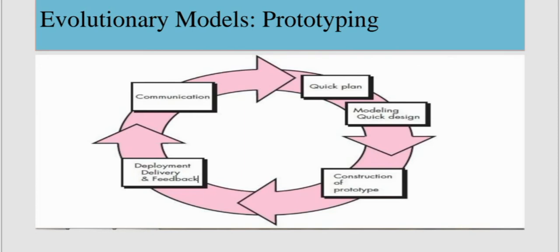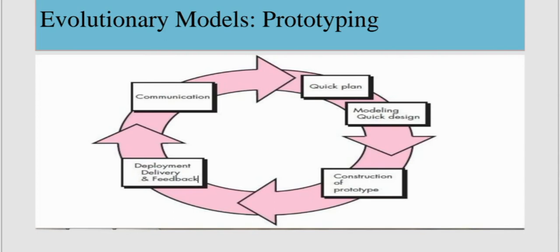Fourth is iterative prototype. Based on the modifications suggested by the customer, developers start modifying the prototype, and the modified prototype is again demonstrated to the customer for evaluation. So in this way, the prototype is iterated until the customer is satisfied with the prototype. Once the customer is satisfied with the prototype, the developers get engaged in developing the complete version of the software.